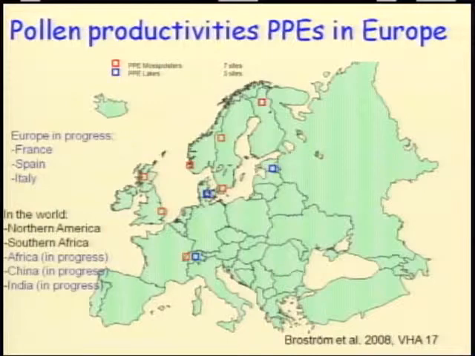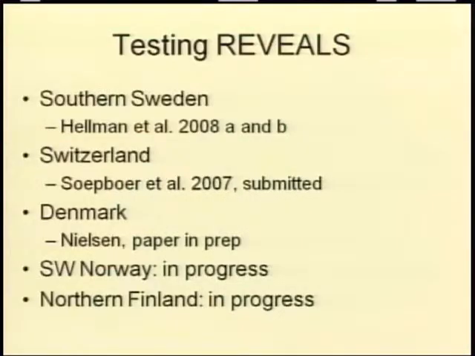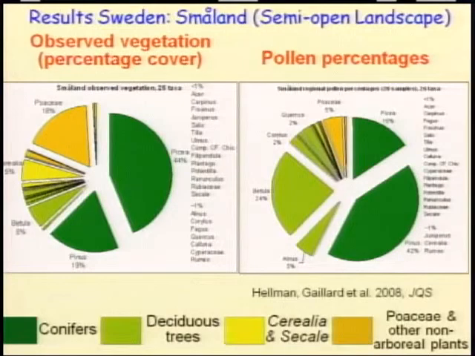In the world, there are PPAs available for Northern America and Southern Africa, and there is work in progress for Africa, China, and India. REVEALS has been tested in southern Sweden, Switzerland, and Denmark. It's in progress for Norway and Finland.